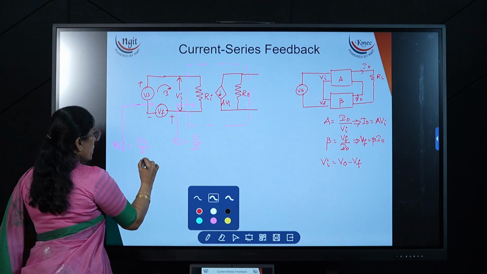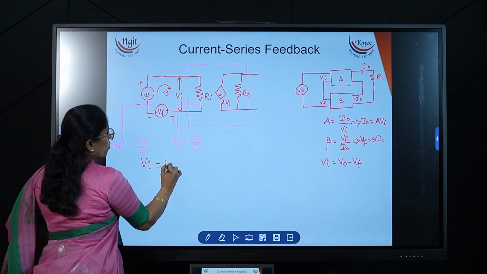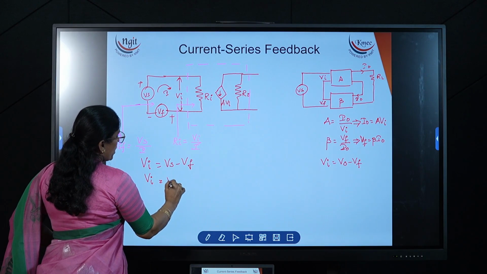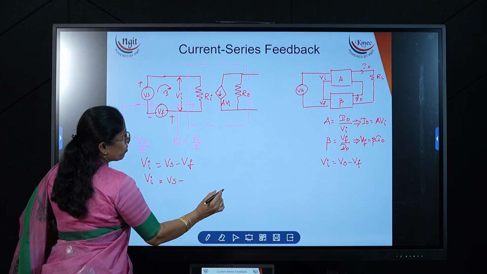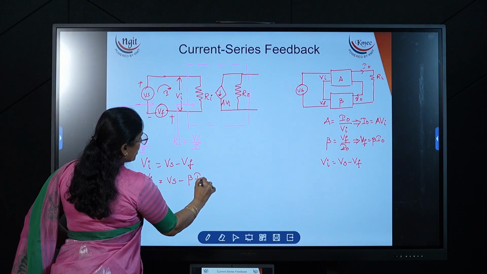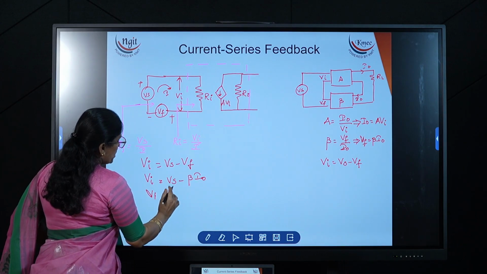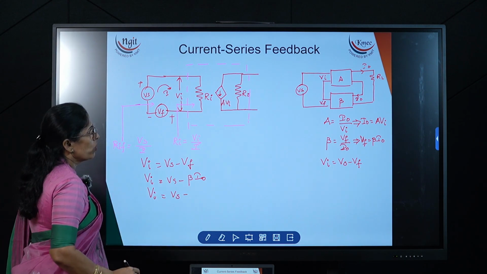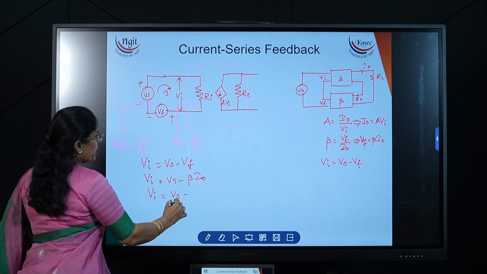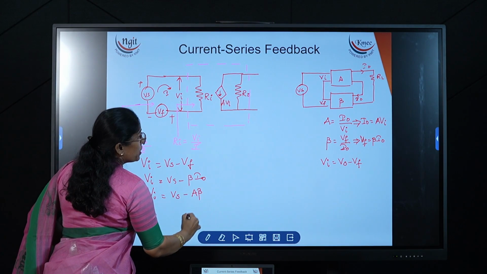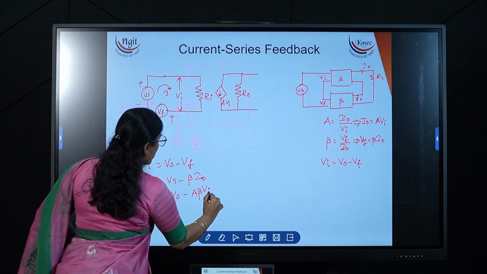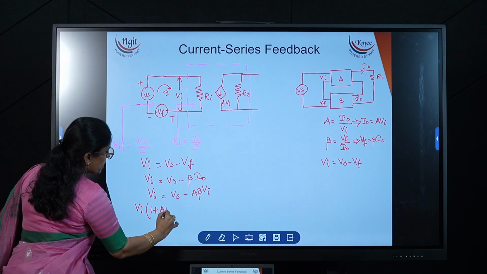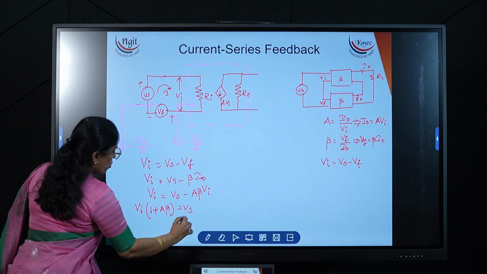Now if I write the expression for the input, Vi is equal to Vs minus Vf, where Vf is beta times I naught. Again I naught is equal to A Vi. Putting all the Vi terms together and taking out Vi, we get Vi times 1 plus A beta is equal to Vs.